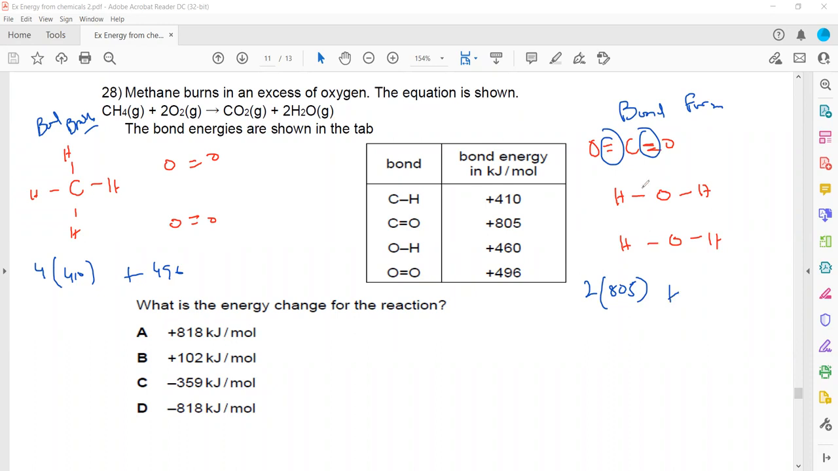And plus OH bonds: 1, 2, 3 and 4 OH bonds are there, so it will be 4 multiplied by OH, and that is 460. Then we calculate the bond breaking and bond forming and take the difference. It will come out as 818 kilojoule per mole. That's the unit of bond energy, kilojoule per mole.